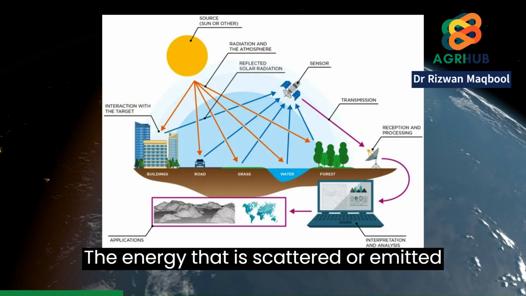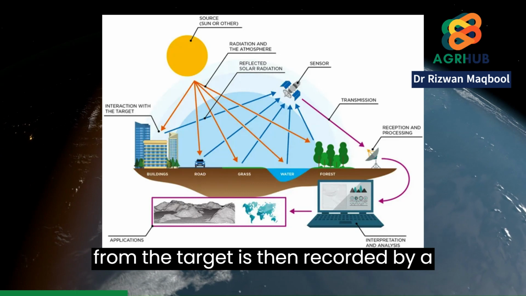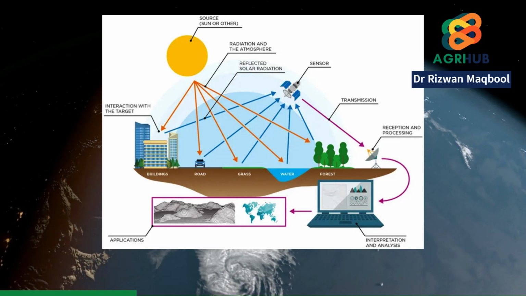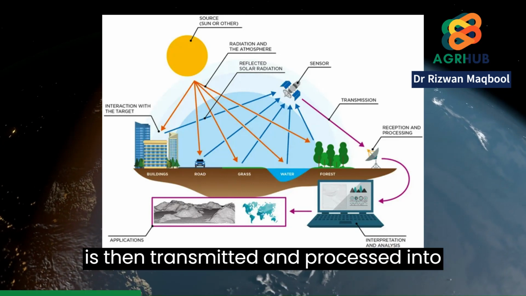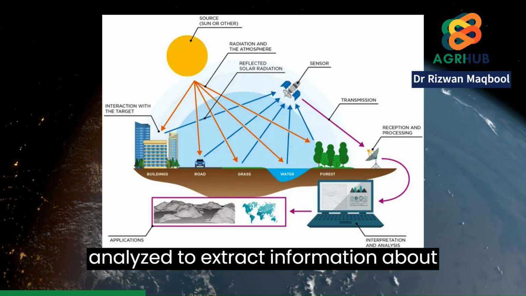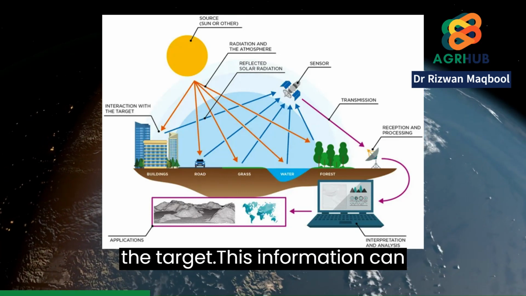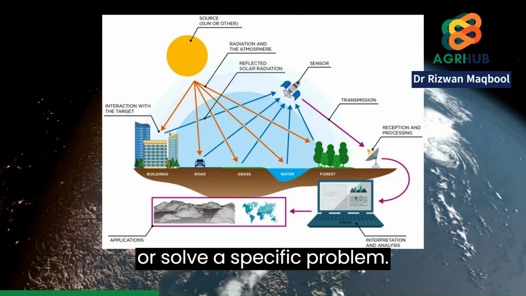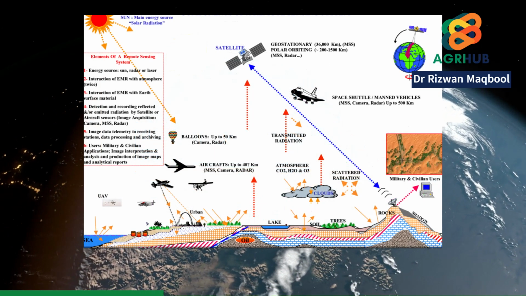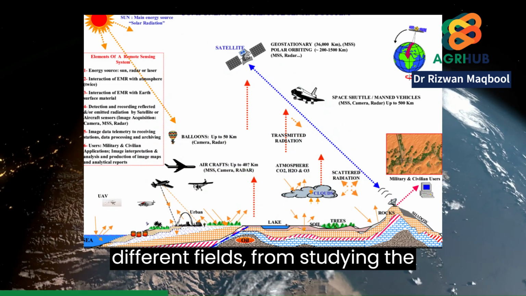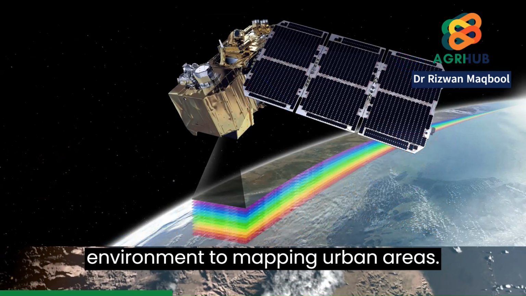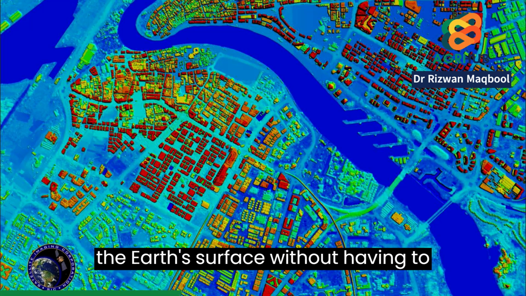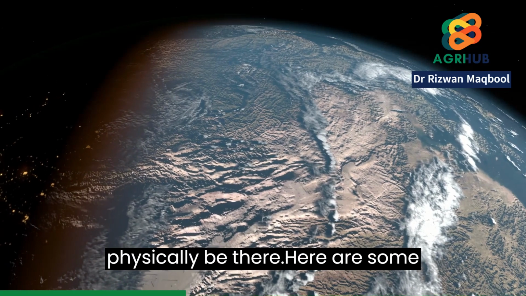The energy that is scattered or emitted from the target is then recorded by a sensor that is not in contact with the target. The recorded energy is then transmitted and processed into an image that can be interpreted and analyzed to extract information about the target. This information can be used to better understand the target or solve a specific problem. Remote sensing can be used in many different fields, from studying the environment to mapping urban areas. It allows us to gather information about the Earth's surface without having to physically be there.